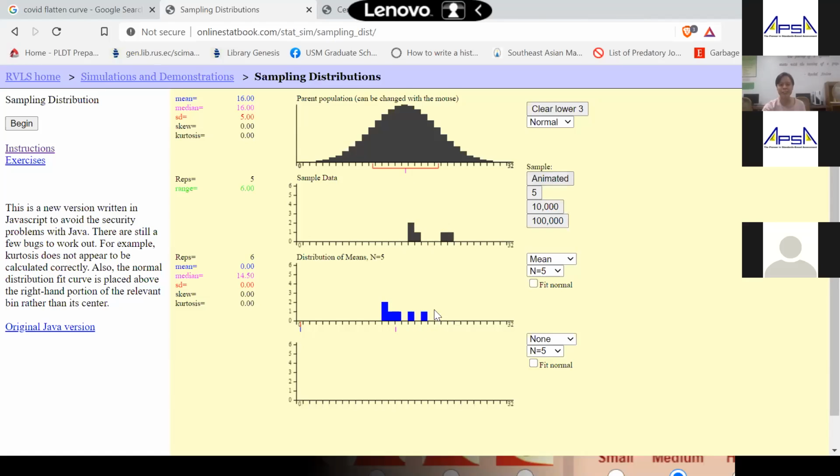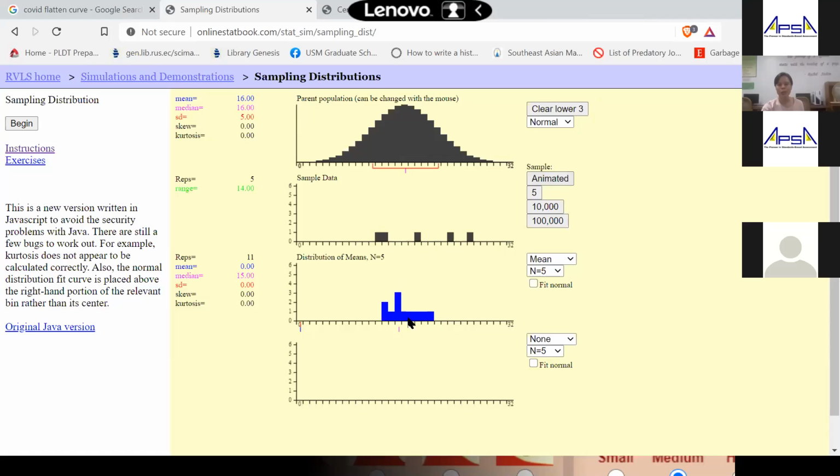O, yung mean niya mataas ngayon kasi banda nasa kanan. Diba nakita nyo yung sample mean? Depende talaga doon sa makuha nyong 5. Pinipindot ko lang to para makita nyo ano yung idea. So we're getting samples of 5 many times.